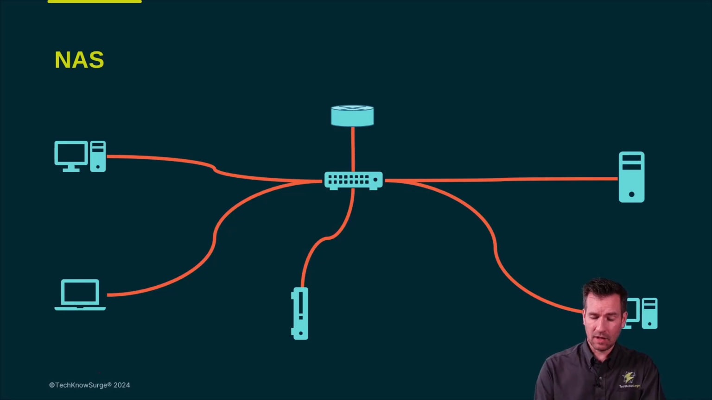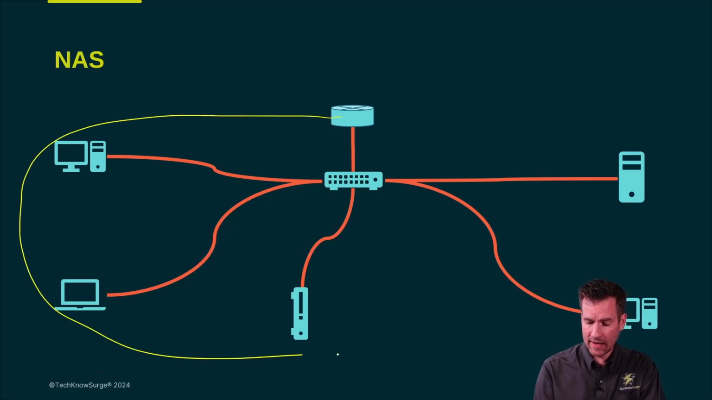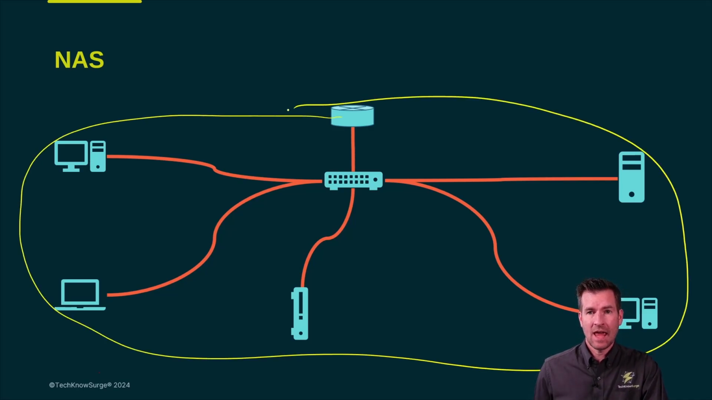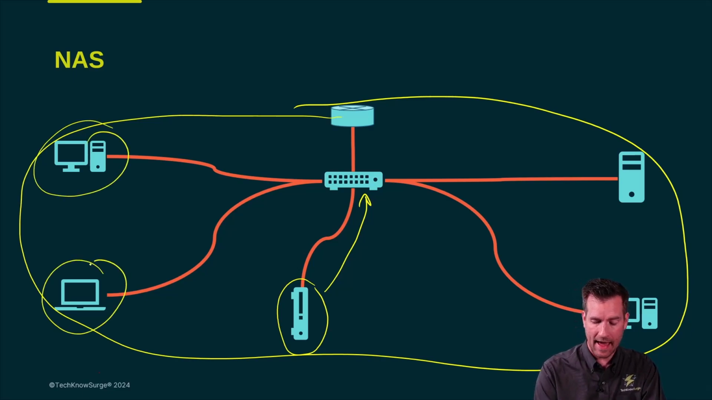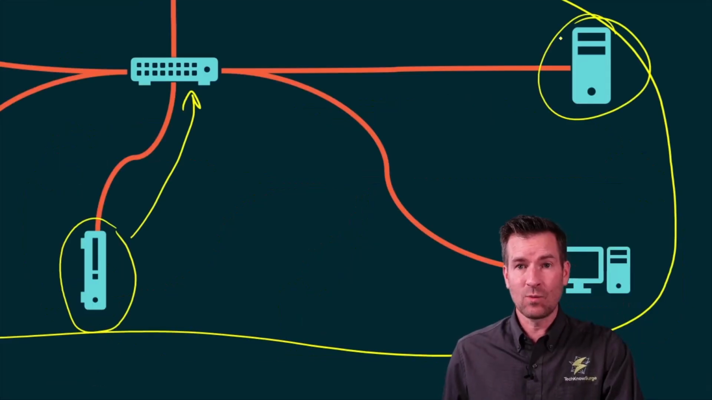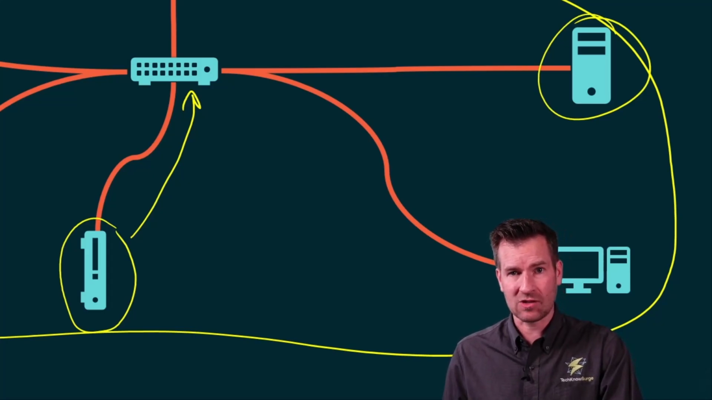This is an example of just a home network or a small network with a few devices on it. A network-attached storage is a device that we can attach into our switch and then give access to files across any devices that we have on this network. And so we call this a network-attached storage.